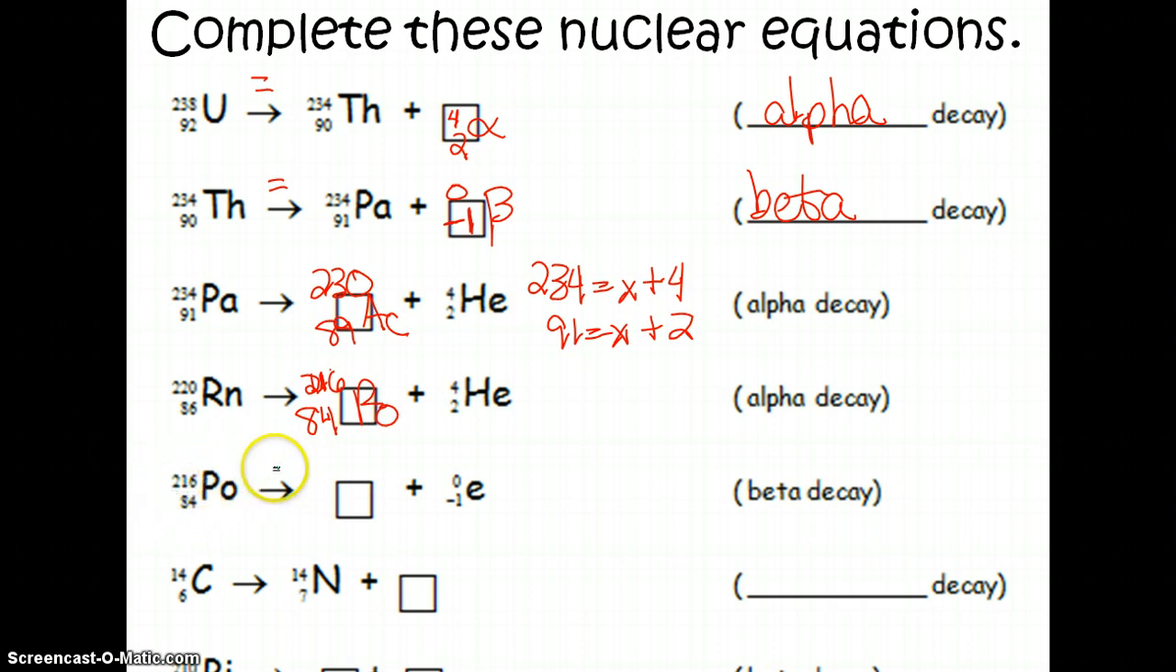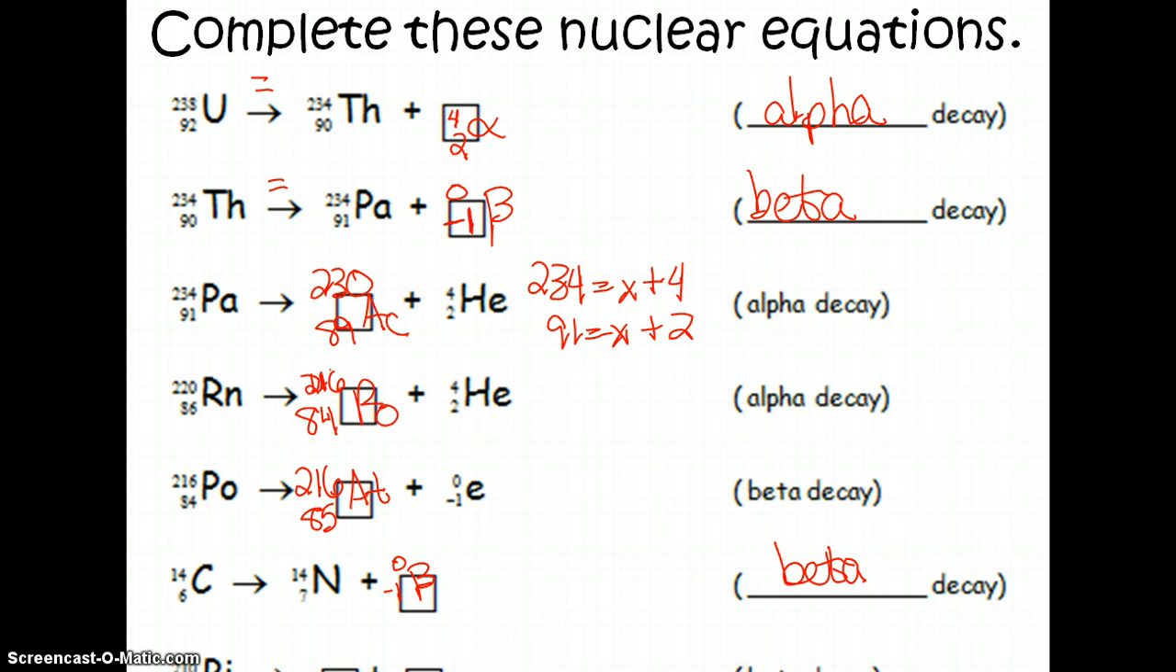All right, so we have 216 equals x plus 0, so the top remains the same. It's just 216. And then 84 is equal to x minus 1. So 85 minus 1 will give us 84, and element 85 is At. And then we have 14 equals 14 plus 0, and then 6 equals 7 minus 1, so that's a beta decay.